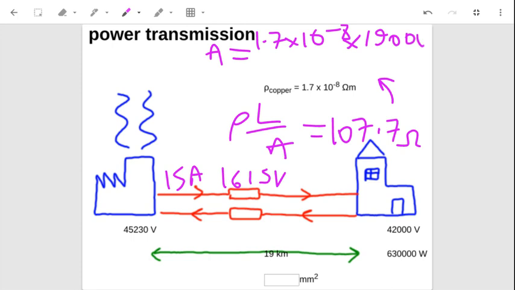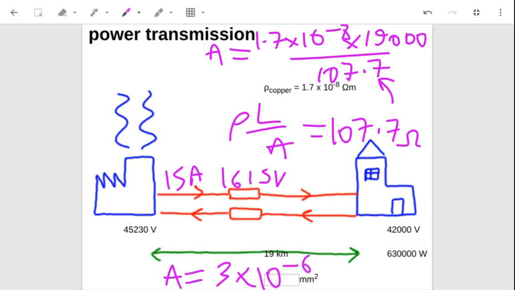19,000 divided by 107.7. And then that gives me, for the area, 3 times 10 to the minus 6, which I'm just going to put down here. 3 times 10 to the minus 6 meters squared, which is 3 millimeters squared.